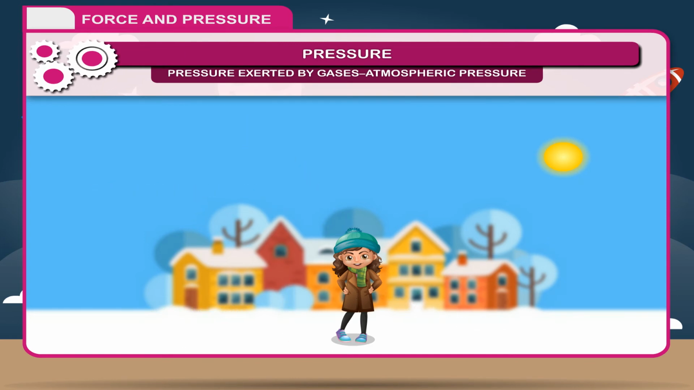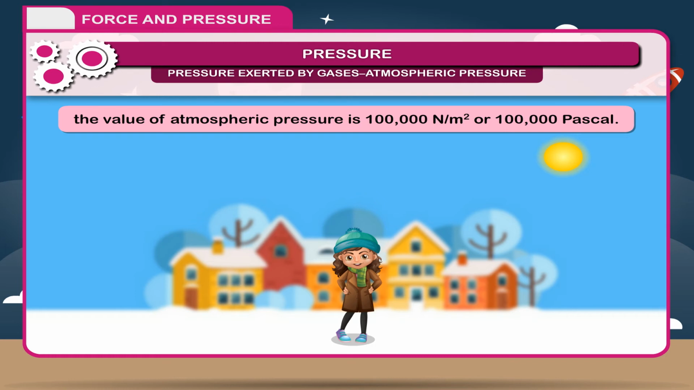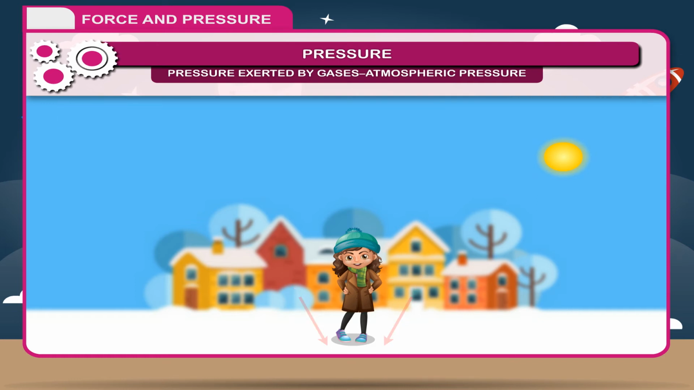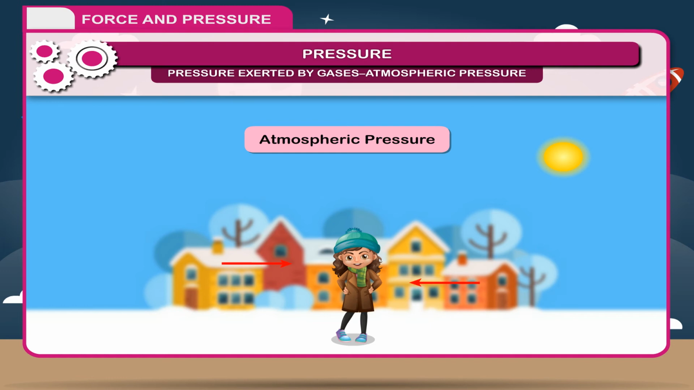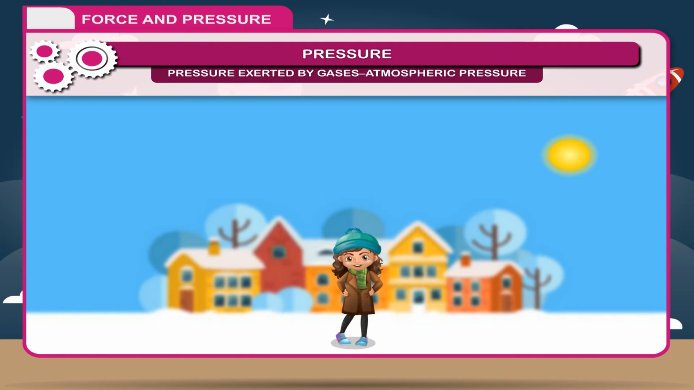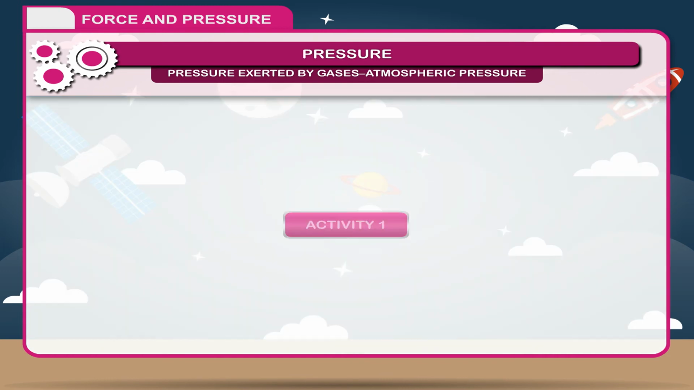In the SI system, the value of atmospheric pressure is 1 lakh Newton per meter squared or 1 lakh Pascal. This is a tremendous amount of pressure. Our blood pressure balances this high value of atmospheric pressure. To prove that air exerts pressure, let us perform an activity.